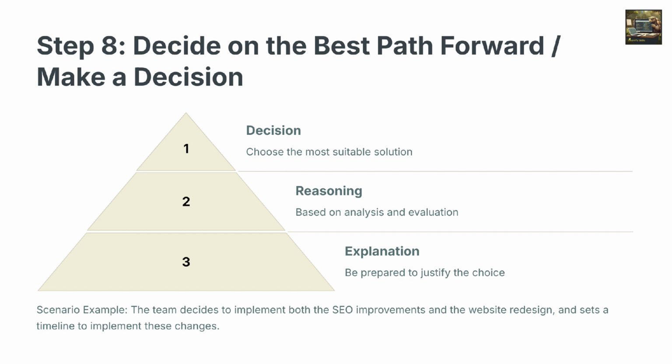In this scenario, the marketing team decides to implement both SEO improvements and a website redesign. They also set a clear timeline to roll out these changes in stages, ensuring a structured and efficient implementation. A well-reasoned decision not only solves the problem but also sets the stage for smooth execution and measurable results.